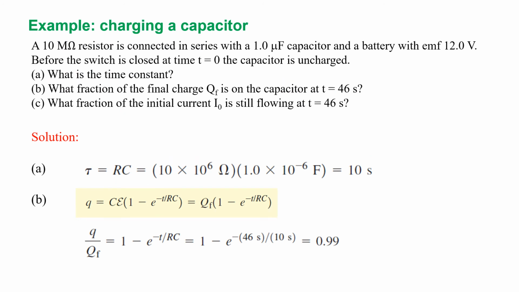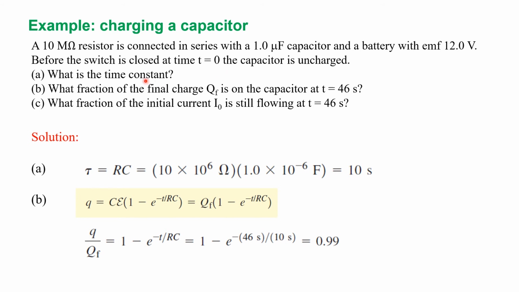Now let's have an example. This is for charging a capacitor. A 10 mega ohm resistor is connected in series with a 1 microfarad capacitor and a battery with EMF of 12 volts. Before the switch is closed at time equals 0, the capacitor is uncharged. What is the time constant? What fraction of the final charge QF is on the capacitor at time equals 46 seconds? And what fraction of the initial current I naught is still flowing at time 46 seconds?